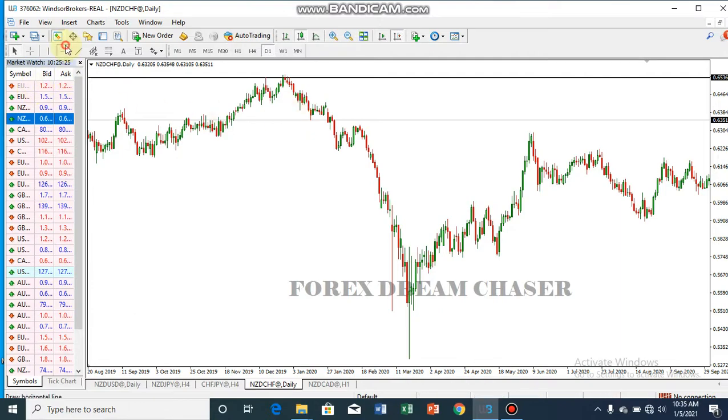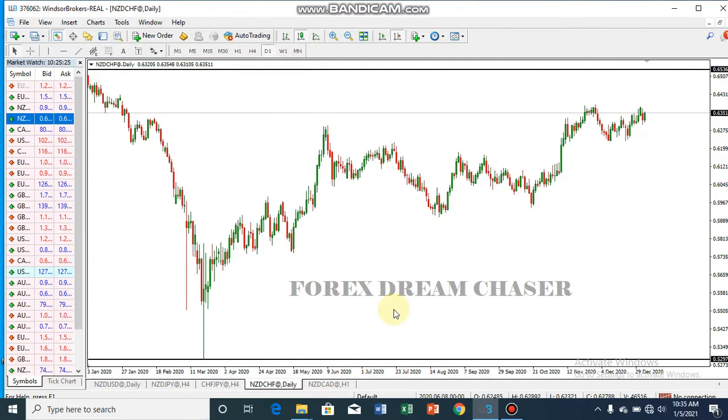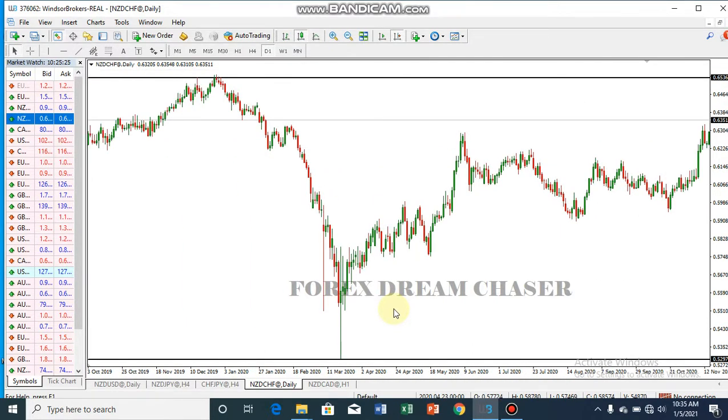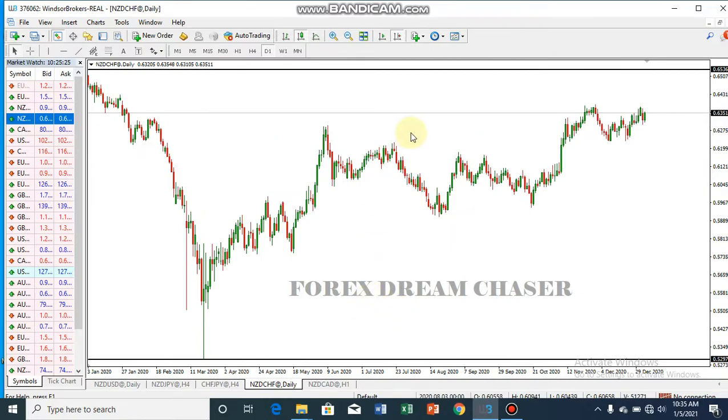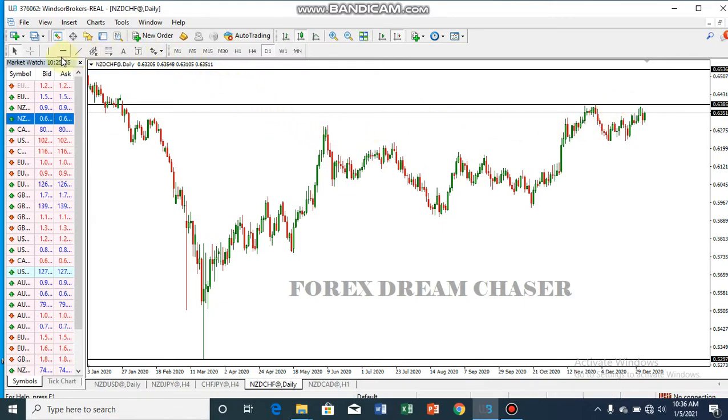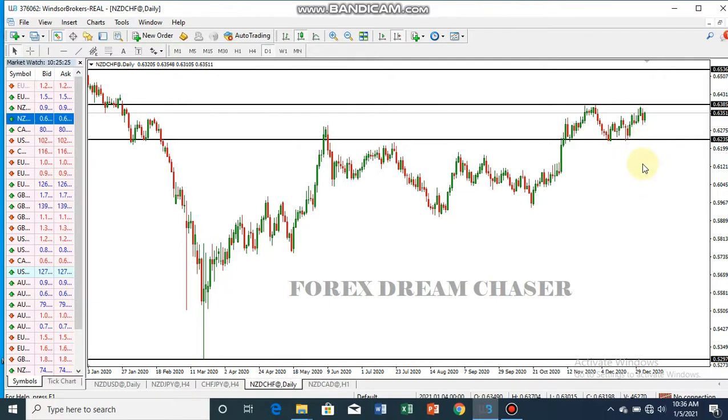Okay, we already have a resistance. Now we have a support. From how we trade here, we trade with support and resistance, guys. So now what is it that we're going to do now? We look for minor support and resistance. Here's our minor resistance, here's our minor support. This is what we currently have.